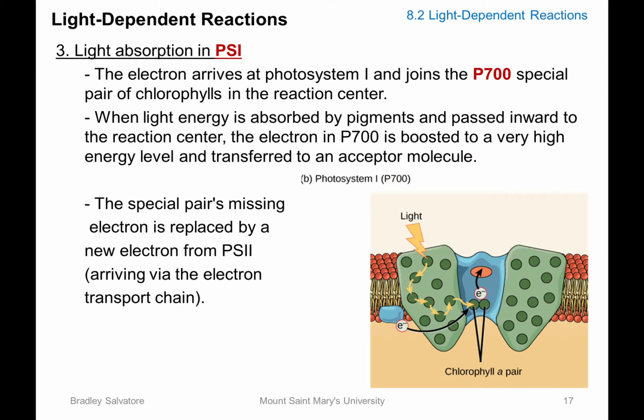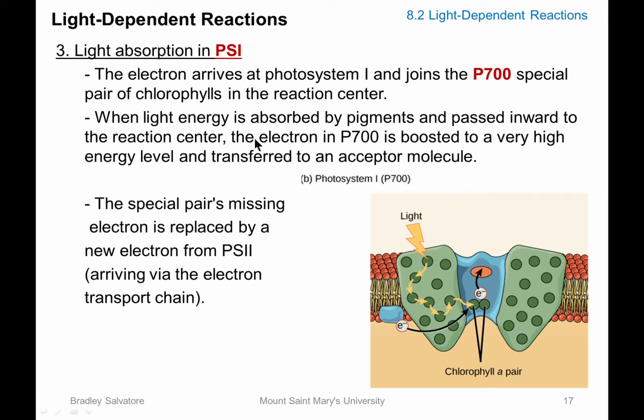Then in the third part, at this point, our electron has lost energy. It goes down in its excitement state. So instead of just putting this electron somewhere else, they actually use another system called photosystem 1 with the reaction center P700 to excite this electron again. So our photosystem 2 received the electron from the splitting of water, while photosystem 1 received the electron from the electron transport chain, which essentially originates from photosystem 2.